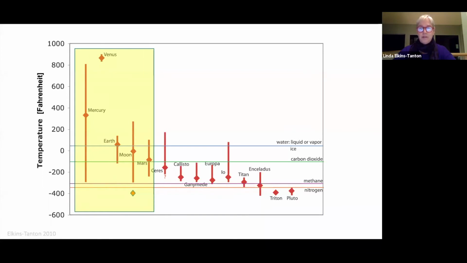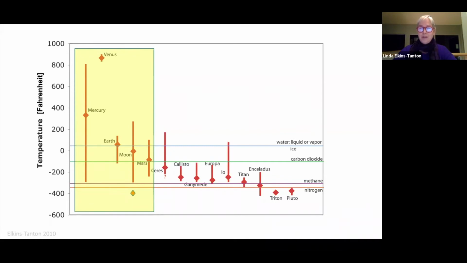Notice how much the temperature ranges of Earth and Mars overlap. And then look at the moon. It has a wider temperature range because it has no atmosphere to spread around the heat. And in its permanently shadowed craters, craters where the sun never makes it past the rim, the temperature is marked with a little diamond. The temperature can be as cold as negative 397 degrees Fahrenheit, similar to the temperature on Pluto.